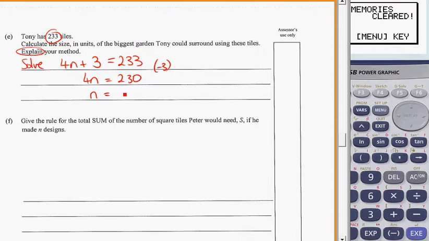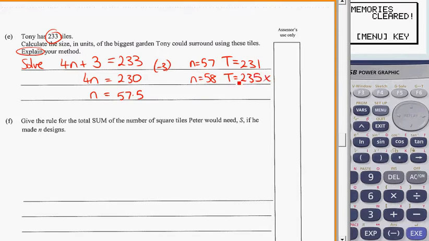You get 57.5. Now you can't have design and a half, so what I would do to check is just check when n is 57, see how many tiles, and I would also check n is 58, just because of that little 0.5 there. So if n is 57, we need 4 times 57 plus 3, which gives us 231 tiles, and 4 times 58 plus 3 gives me 235.